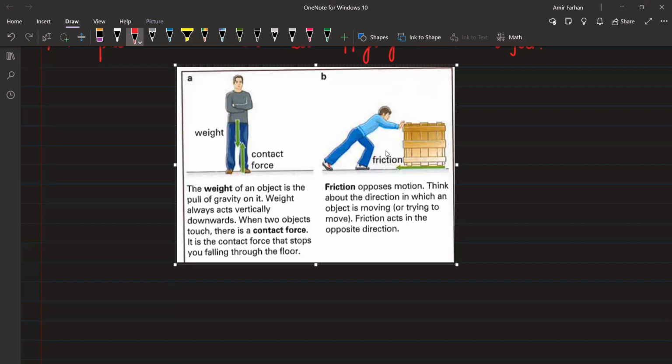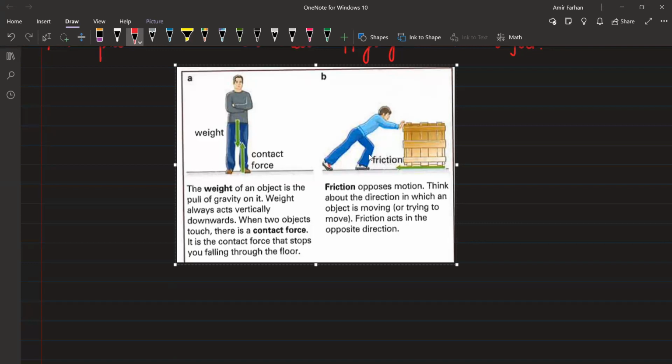If you rub your hands, you will feel that there is some force opposing the motion. Yes, basically that force which opposes the motion is nothing but friction. When an object is in contact with a surface or any object, there is a frictional force present there that opposes the motion.